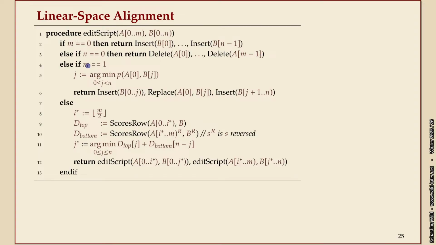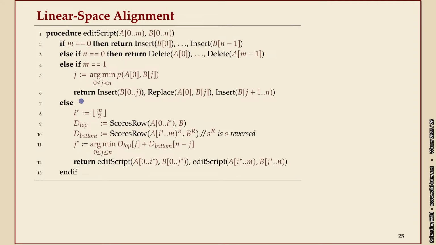If the first string has a single letter, then it's already non-trivial. I have to find the best place to align that character. So I'm finding the position in B that best matches A according to my alignment score. For edit distance, it would just check if there's an occurrence of the same letter. And then the edit script is getting rid of the first part of B, then replacing from A to the letter we found, and then inserting the rest of B.